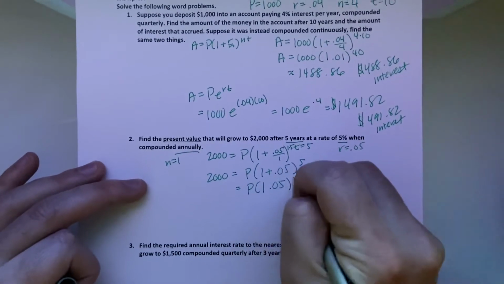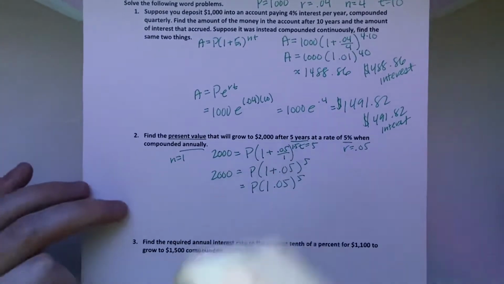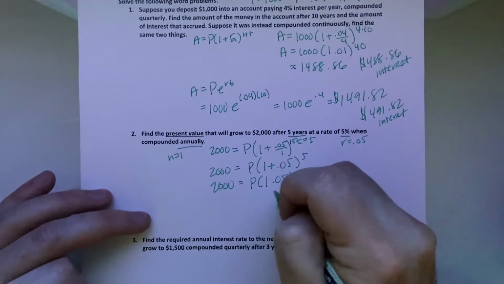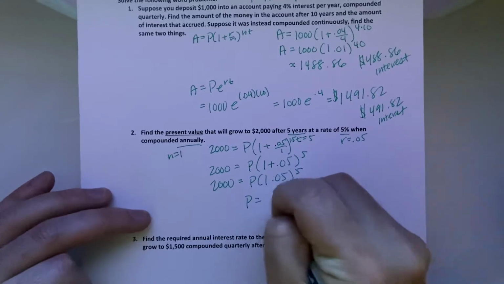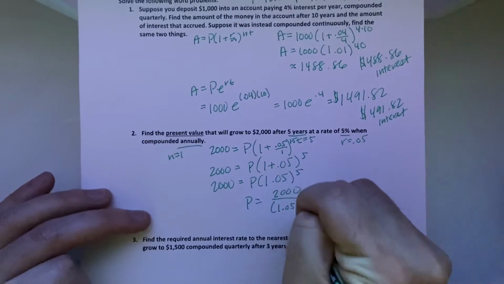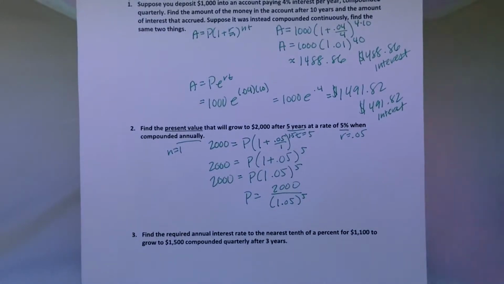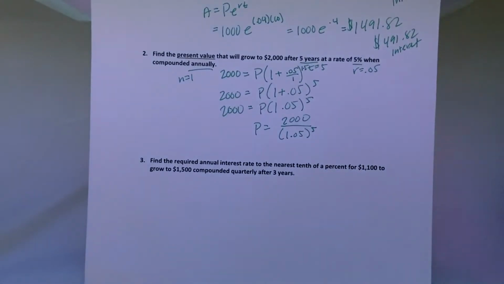So this is really 1.05 to the 5th. So to get P by itself, I'm going to have to take 2,000 and divide it by 1.05 to the 5th. Now to do that, again, this would require a calculator.